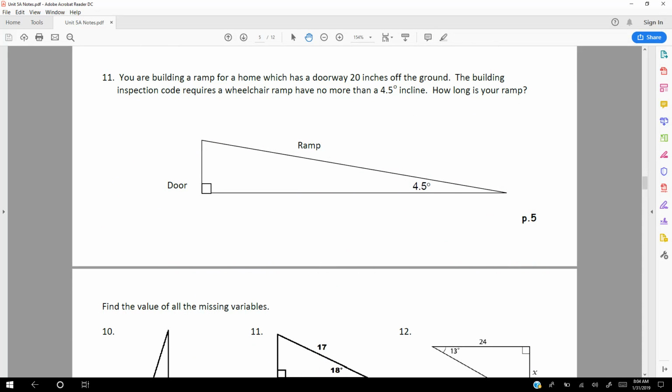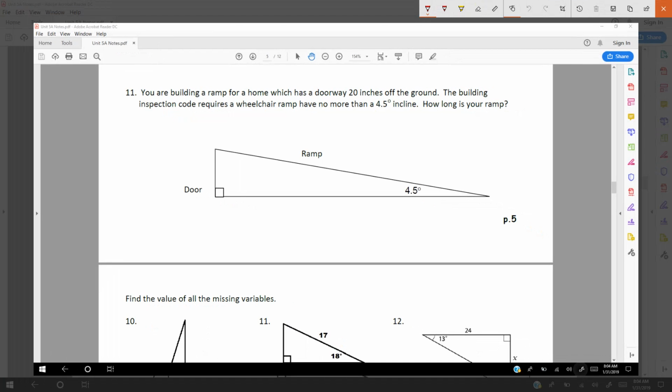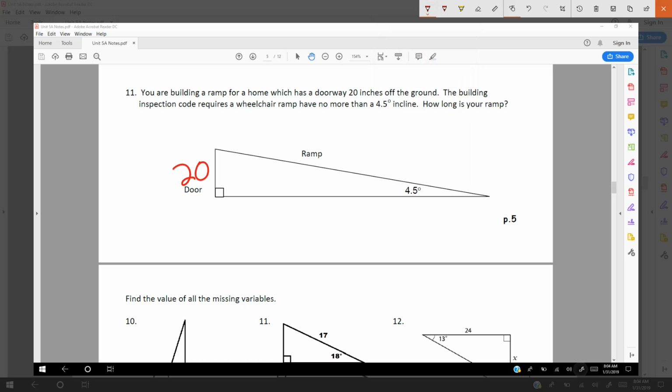All right, so you're building a ramp for your home, which has a doorway 20 inches off the ground. The building inspection code requires a wheelchair ramp to have no more than a 4.5 degree incline. How long is your ramp? Okay, so your doorway is 20 inches off the ground. So that's this one right here.